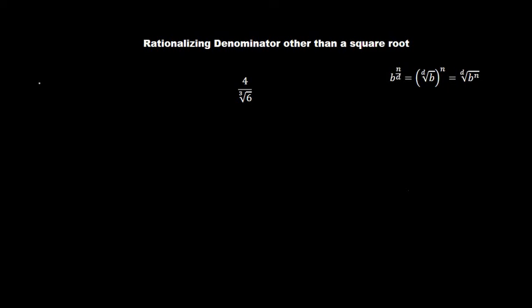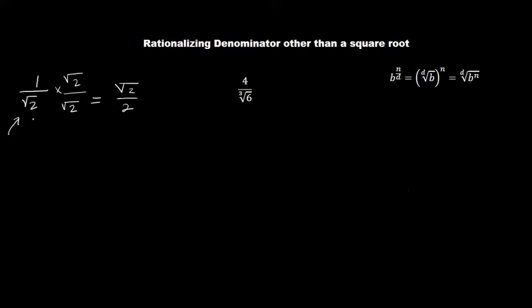Alright, in this video I'm going to show you how to rationalize a denominator other than a square root. So when you have a square root, let's take an example: 1 over the square root of 2. Because the denominator is a square root, all we need to do to rationalize is to multiply the top and the bottom by the same denominator, which is the square root of 2. So when we do, we have root 2 over 2.